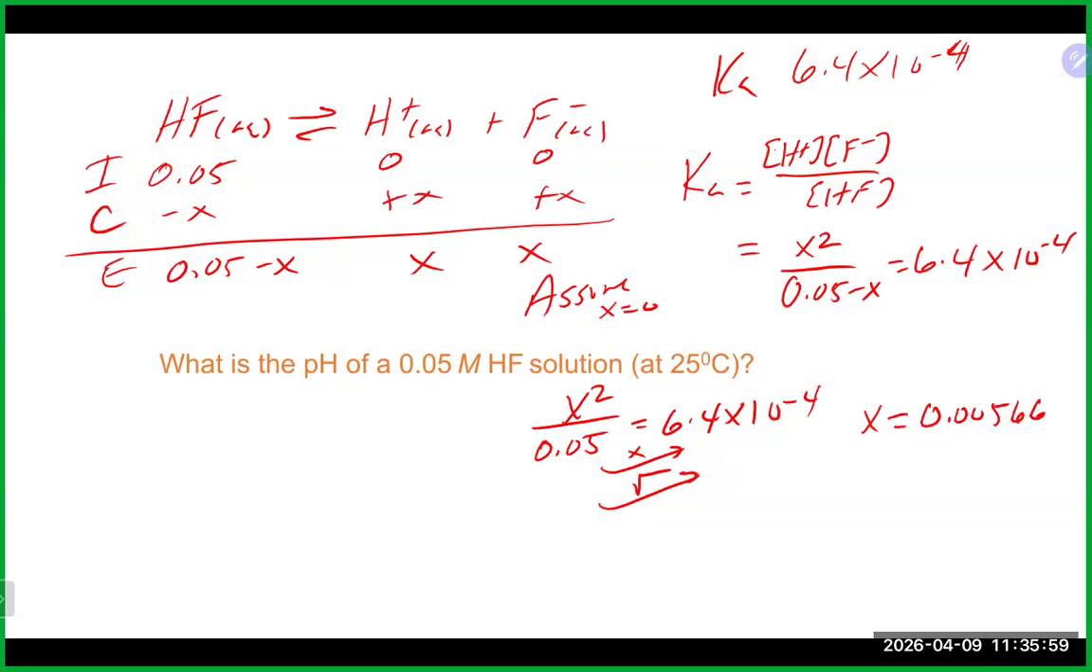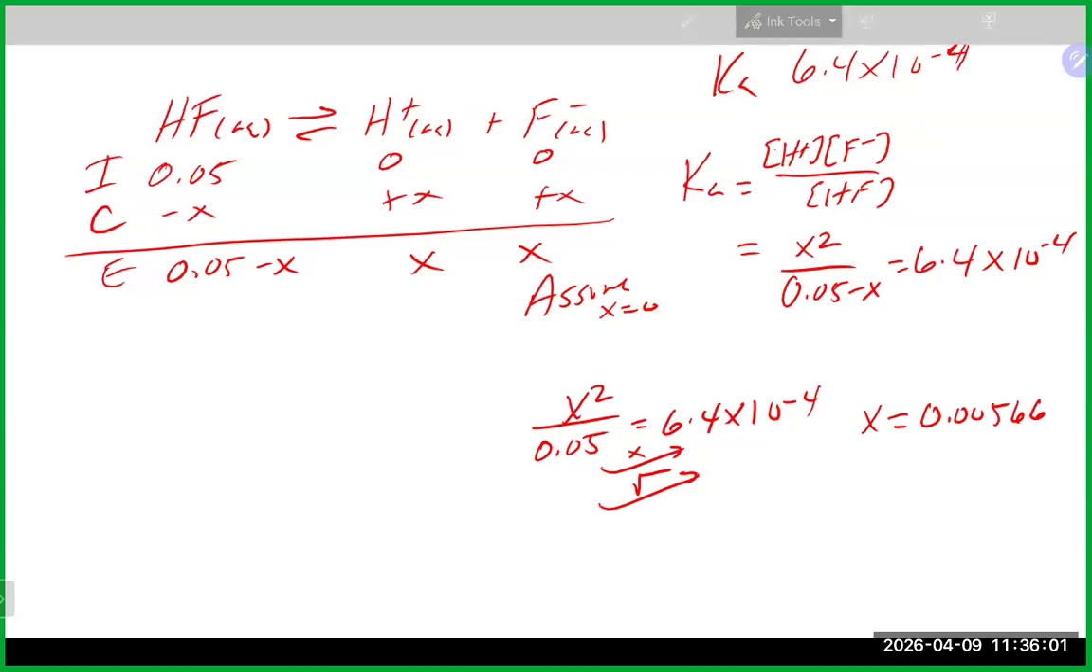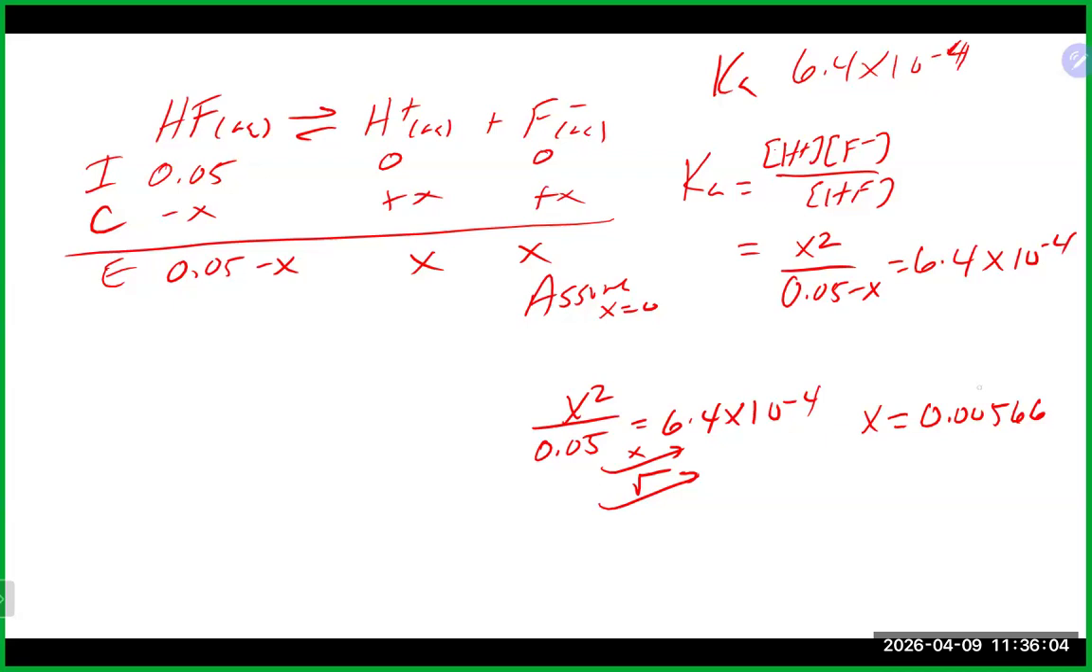Remember, just a reminder that you should always check your assumptions. So if we do check our assumption in this particular case, we would divide it by 0.05 and times it by 100%. And in this particular case, what we would find is it's about 11%. And this would be a bad assumption. So just a reminder that not all the time will assumptions work. You do want to make sure that you check it because if not, you'd have to go back, obviously, in this case, and solve it via a quadratic in this particular example here.